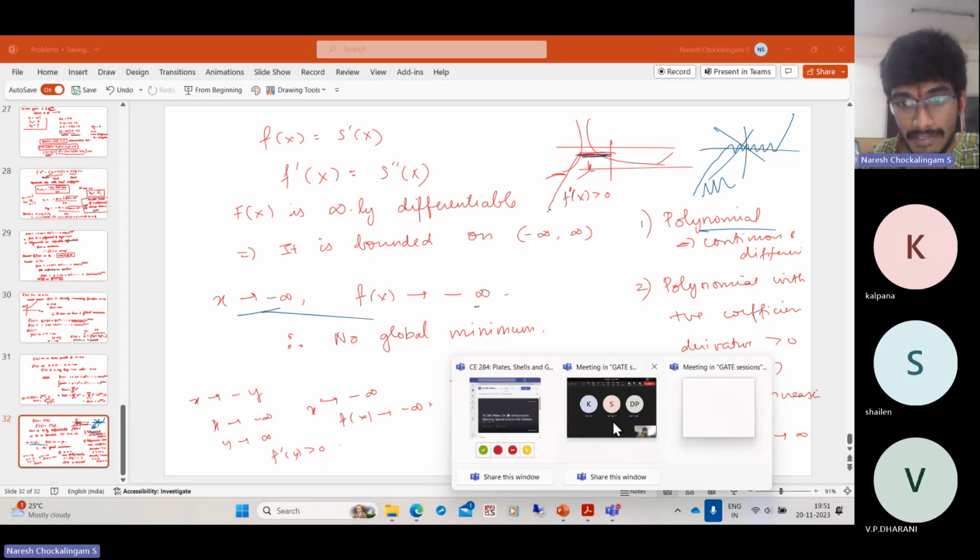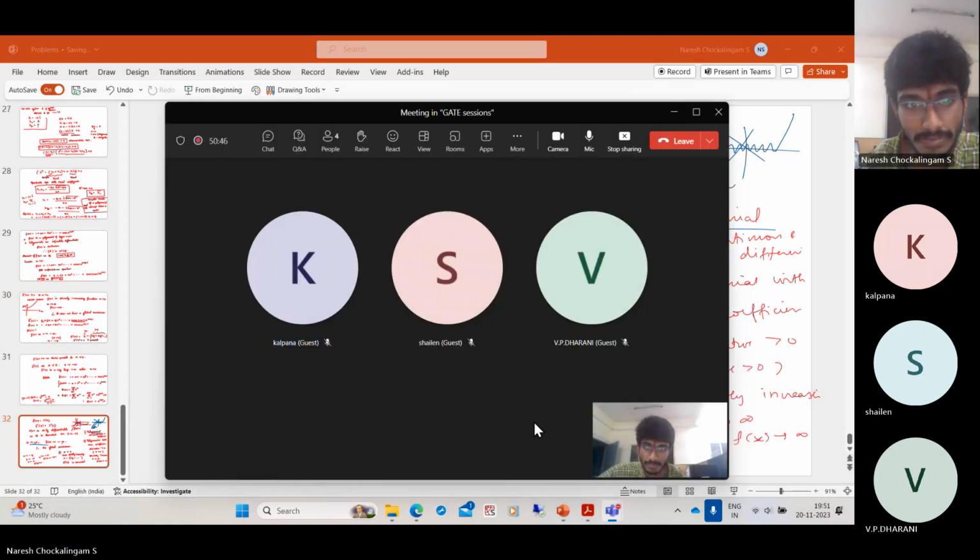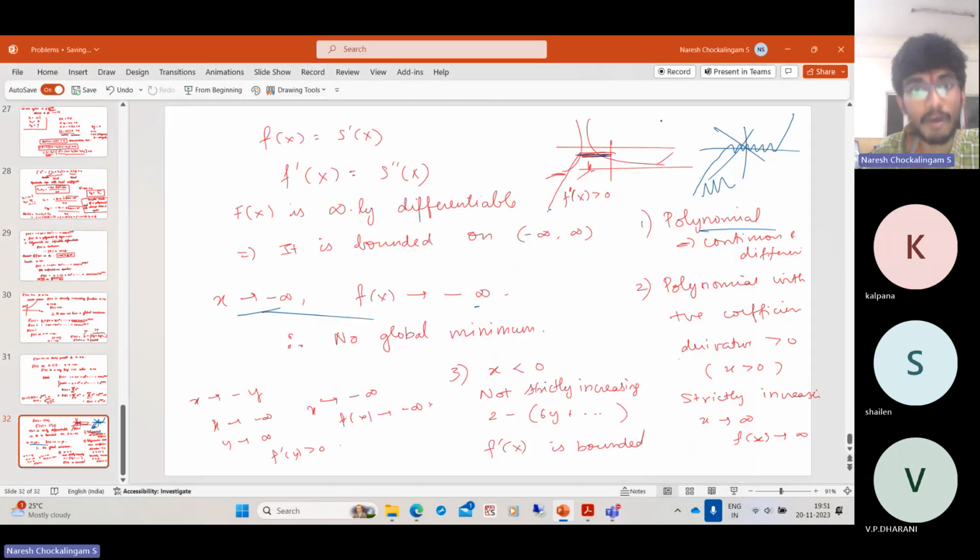So I hope it's clear. Is that okay? What's the meaning of f dash x is bounded? Bounded means it is not.